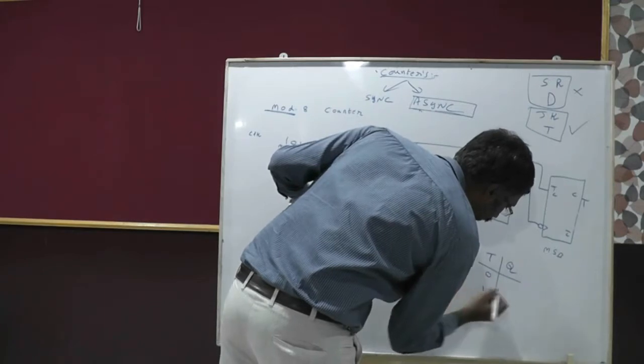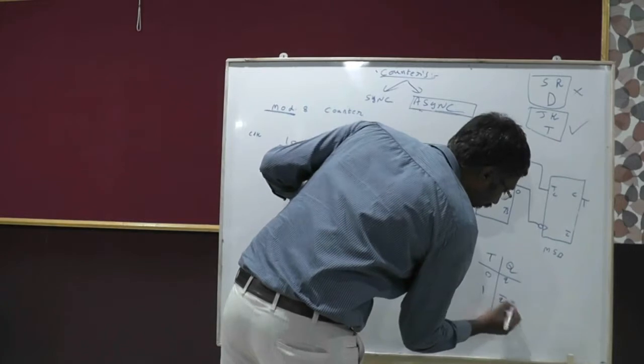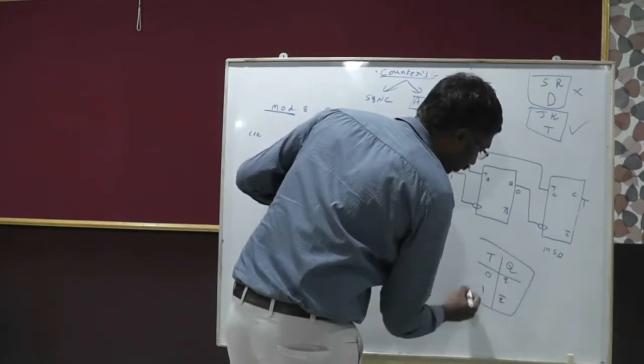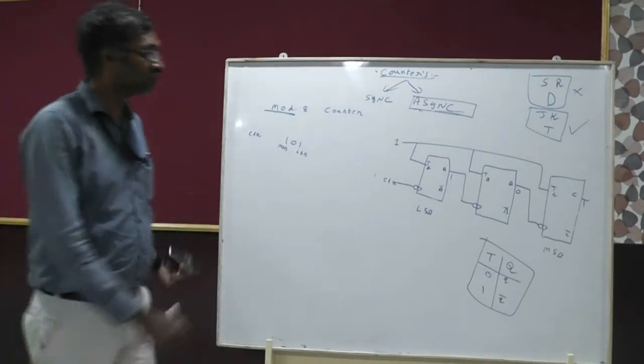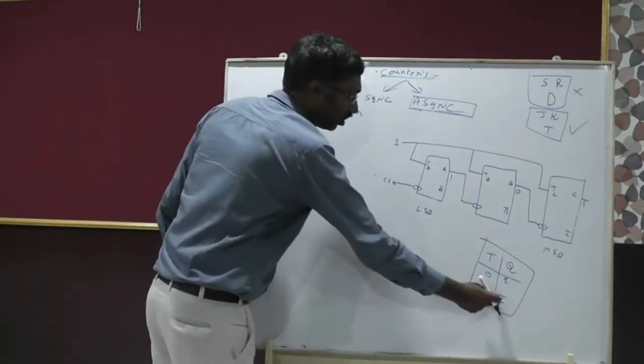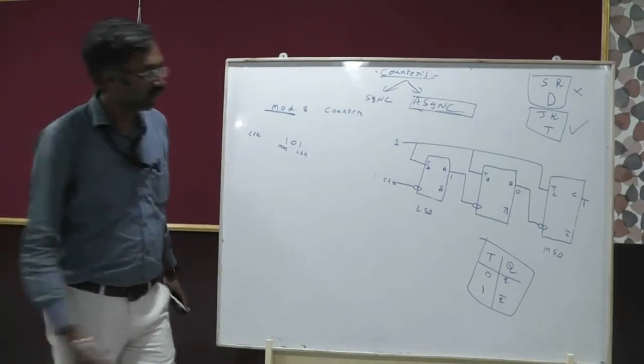So 0 and 1. What happens here? If it is 0, it holds the previous output. If it is 1, what happens here? It is going to complement the previous output. Okay, so now what happens here? T value is 1. So what is it going to do? It is going to complement the previous output.